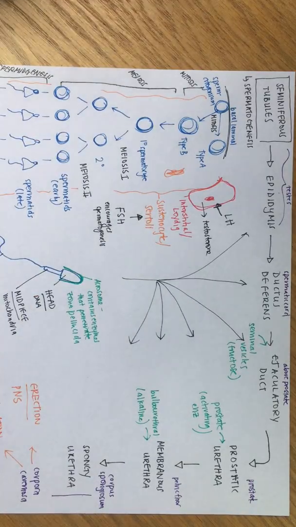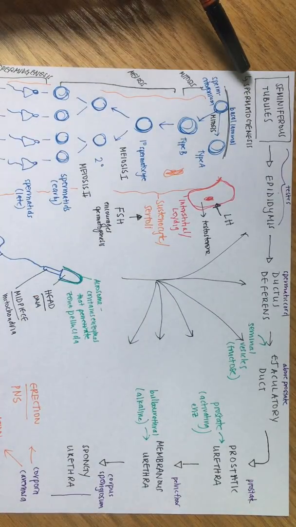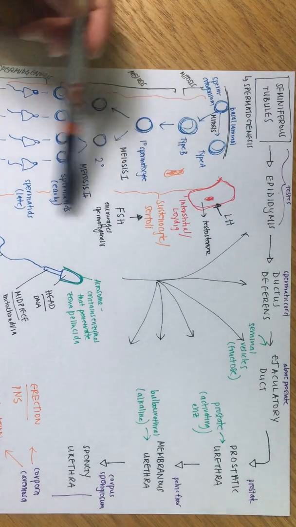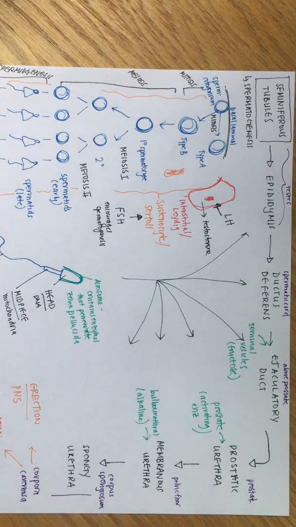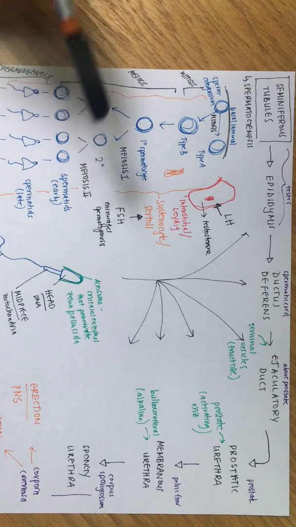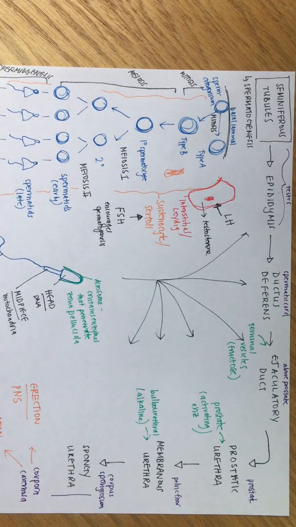So we start in the seminiferous tubules. This is where spermatogenesis occurs within the cytoplasm of the sustentocyte or Sertoli cell. So FSH is going to target these cells to allow for spermatogenesis.